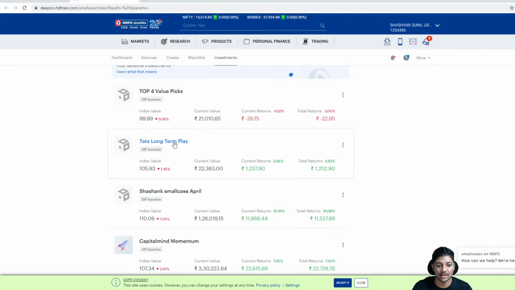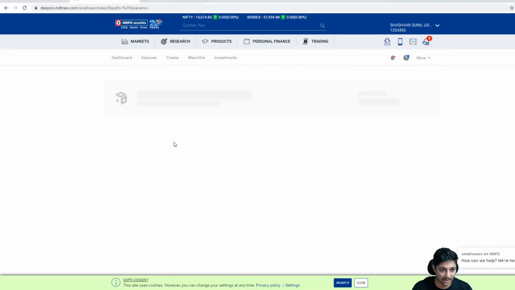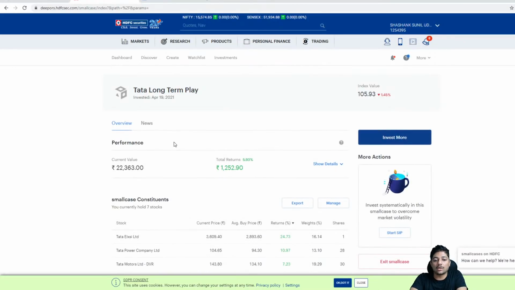So this is the Tata long-term play, the one that you can see in the link below. Now, what is Tata long-term play? It's currently at 22,000 for all the people who want to invest. Now, I invested in this on April 19th. April 19th, matlab exactly almost one month, 10 days in the past. So basically, you can call it one month of trading days. Got it? One month of trading days.